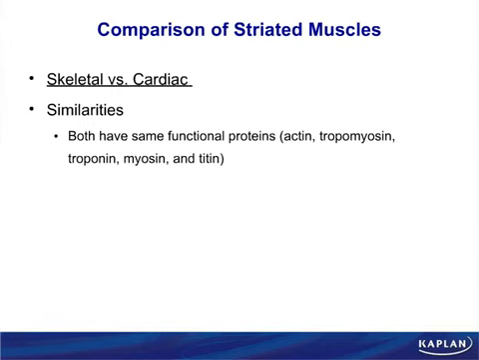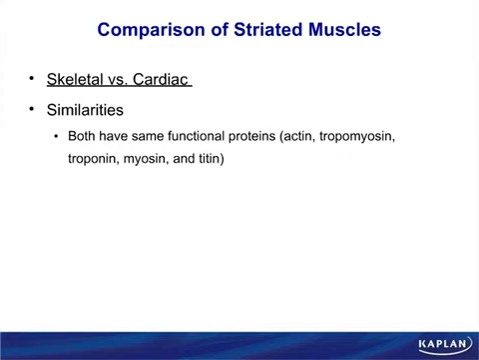All right, skeletal muscle is a striated muscle, as is cardiac muscle. And we're going to have a lot of similarities, but we'll also have some differences. Let's just look at the similarities between skeletal muscle and cardiac muscle. They both have the same functional proteins: actin, tropomyosin, troponin, myosin, and titin. And remember, titin provides that elasticity of the muscle. And dysfunction in titin has been shown to be related to the cardiomyopathies, both dilated and restrictive cardiomyopathies.